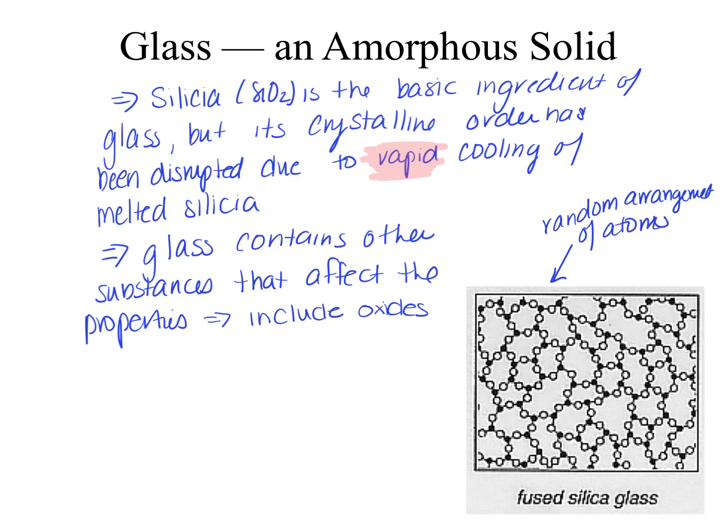So we've got three big ways that silica is different. One is it's formed by the rapid cooling. Two is it contains other things beyond SiO2. And then three is we end up with that random arrangement of atoms. So I want us now to talk about oxides.